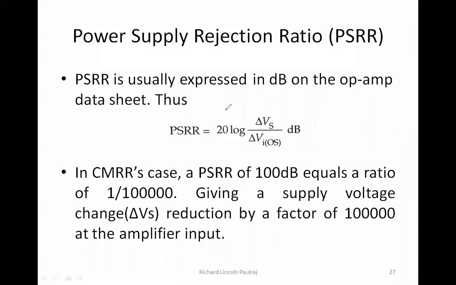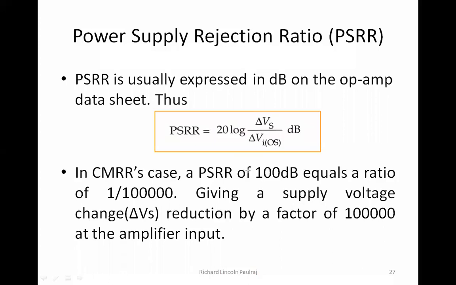PSRR is usually expressed in dB, decibels, on the op-amp data sheet. If you see the data sheet, you will find 90 dB, 70 dB, just like how we saw the values for CMRR. Similarly, you can find the value for PSRR as well. And this is going to be the formula for PSRR: PSRR is equal to 20 log Vs divided by delta Vi OS dB.